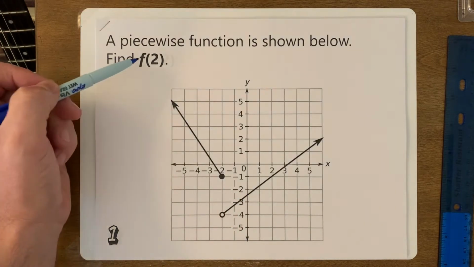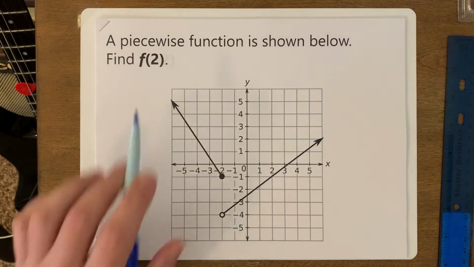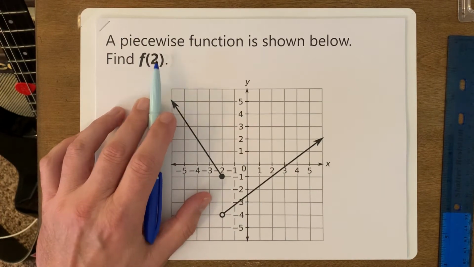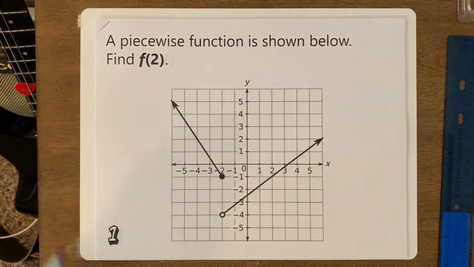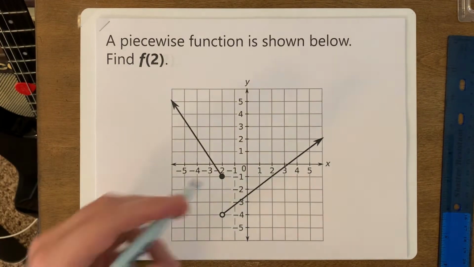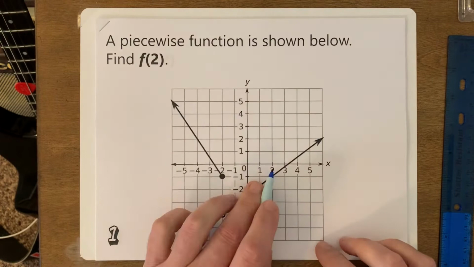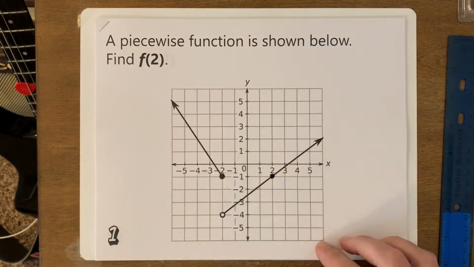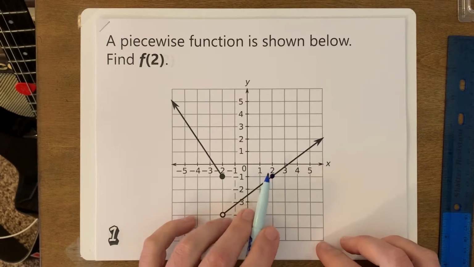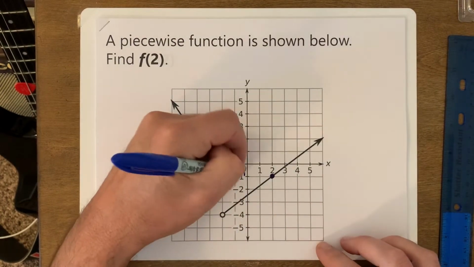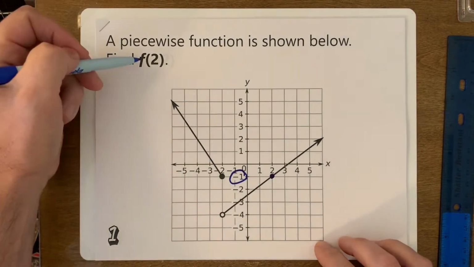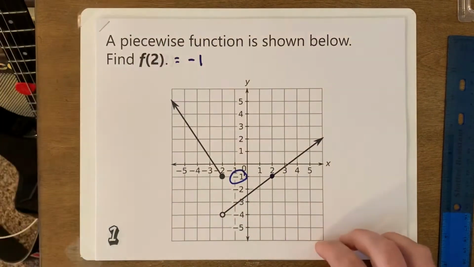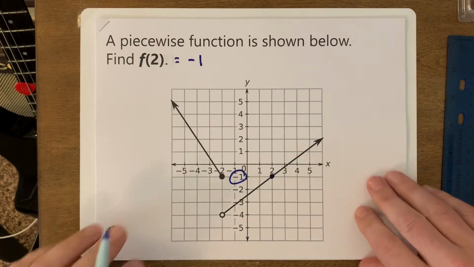All right, so what is f of 2? This means in our domain for the value of 2, what is f of 2? What's the y value? So let's go to 2 here. And at 2, we see that the graph is right there. That's the point. So when x is 2, my y value is -1. That means that f of 2 is equal to -1. That's what f of 2 is.